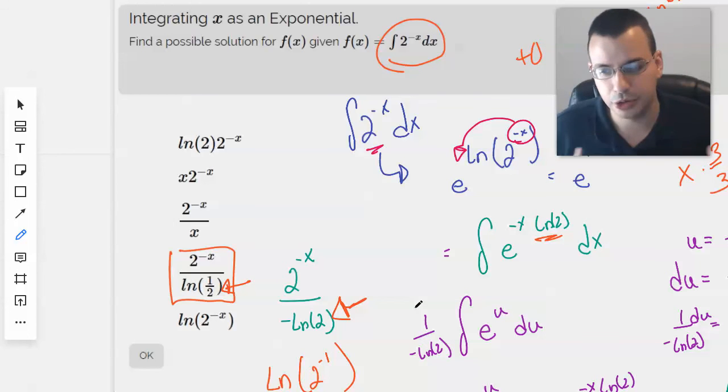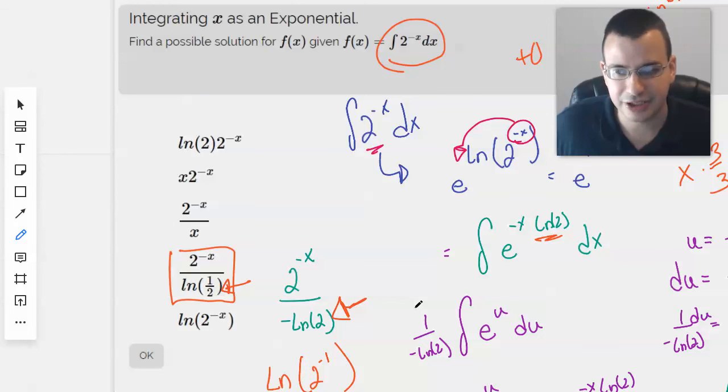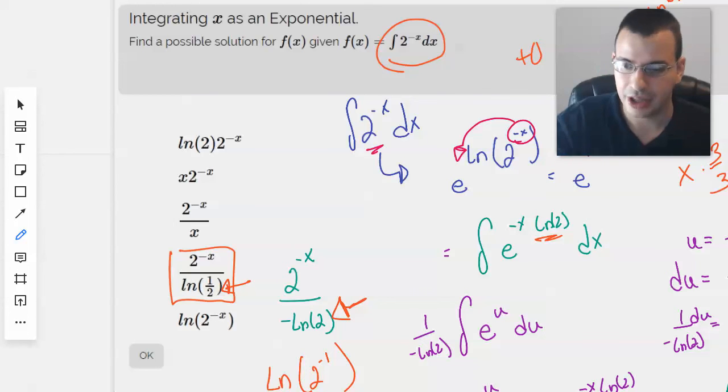And so the way I minimize mistakes for this is I just work through it. That's how you solve this problem.